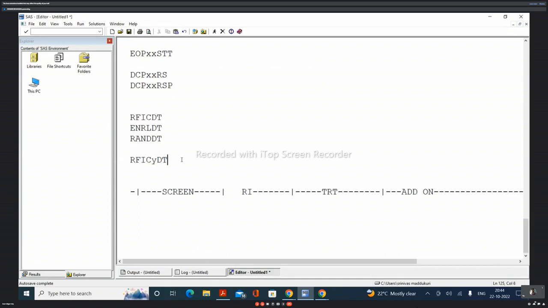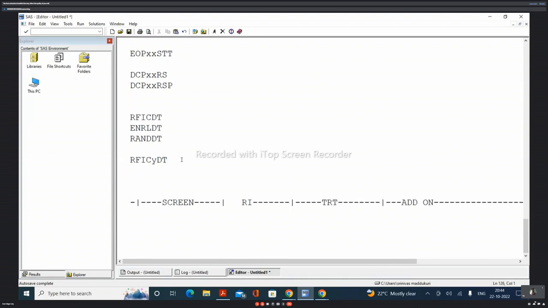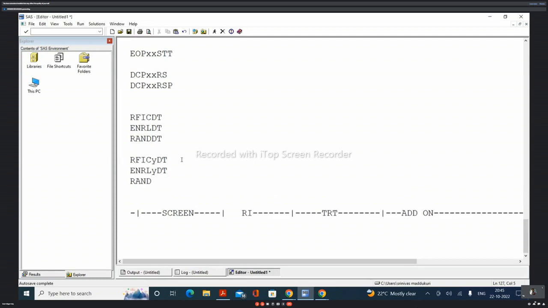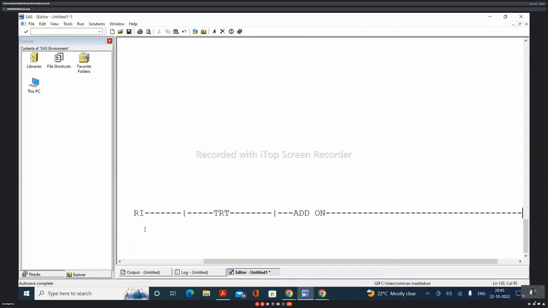Now in the same way, we are going to have multiple enrollments also. Then what are we going to have now? We are going to have ENRLYDT. If you have multiple enrollments, then you should take that date. That means you can have 99 enrollments. In the same way, for each one again we are going to randomize it, RANDYDT. So randomization date Y, date of randomization Y.